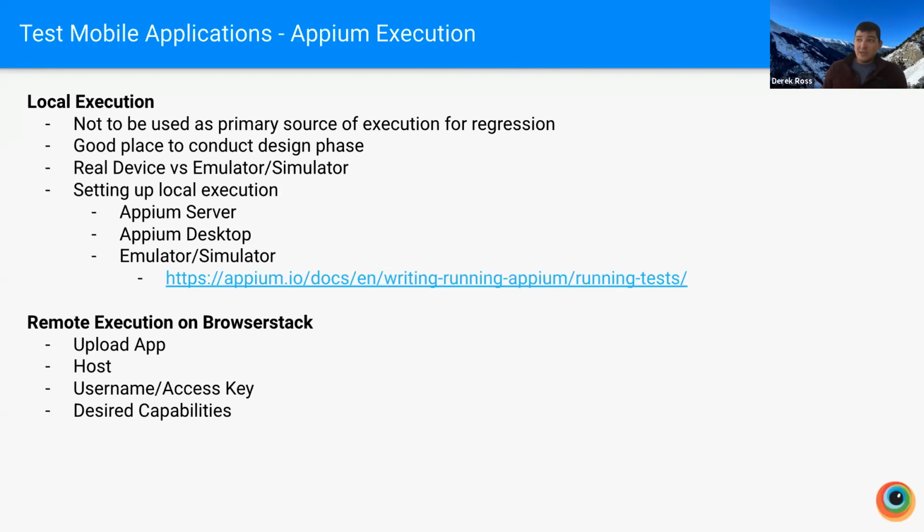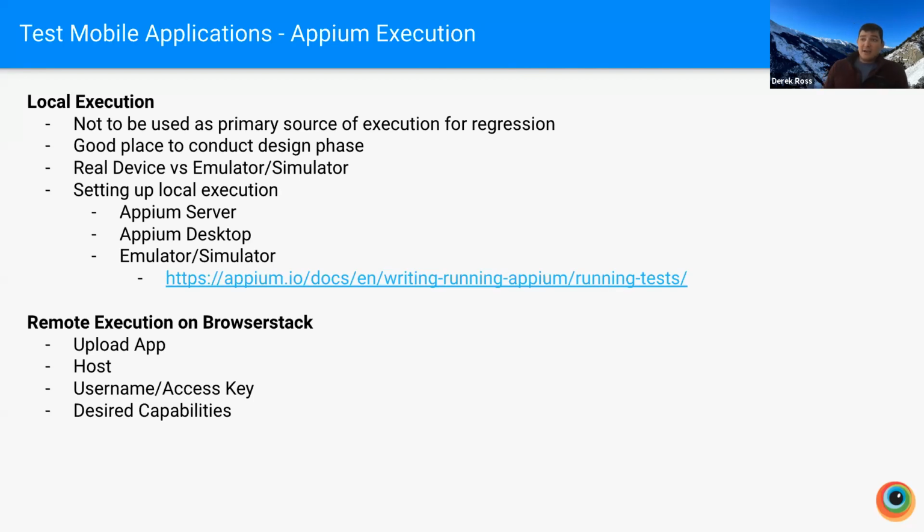It's definitely not to be used as a primary source of execution for regression. I have seen customers start there and do that, and that can lead to a whole plethora of issues. And I've seen it as a customer when I was putting a test strategy in at both GE and T-Mobile, where if you're executing locally, you don't always get the full story of what the testing actually looked like. You don't get a single source of truth.